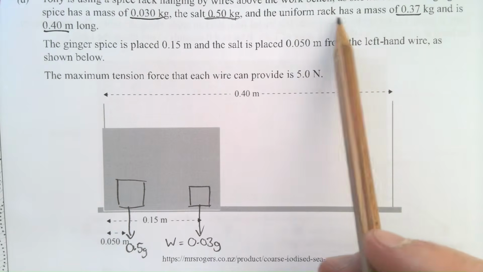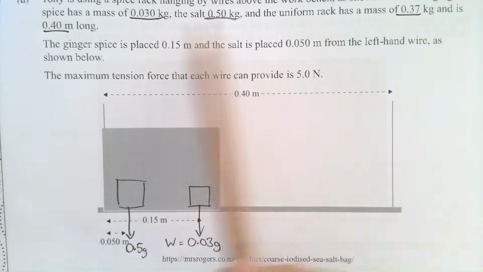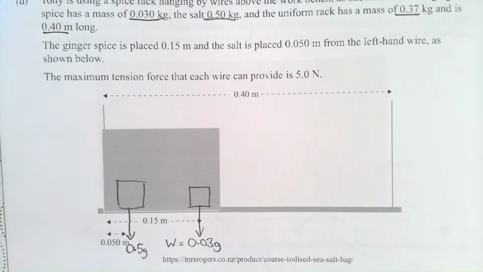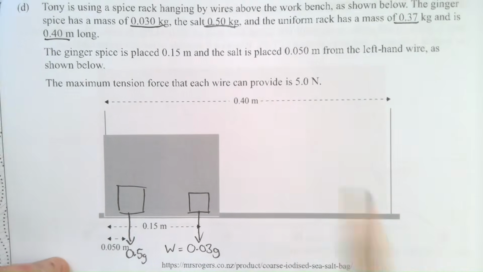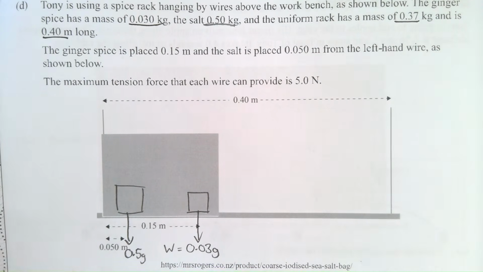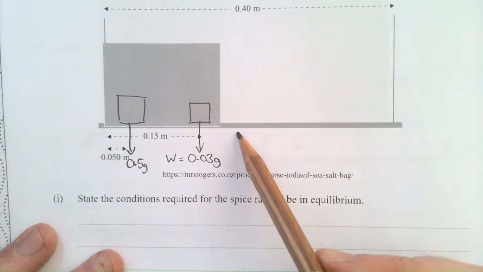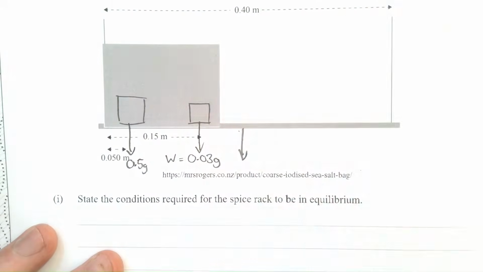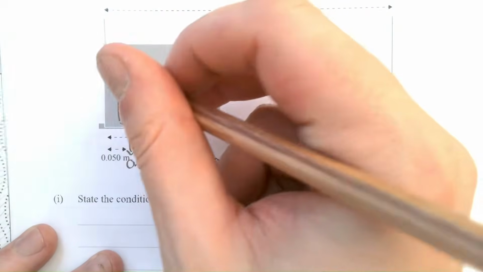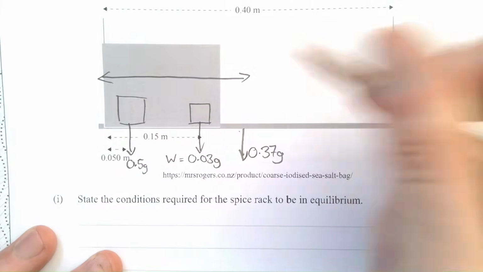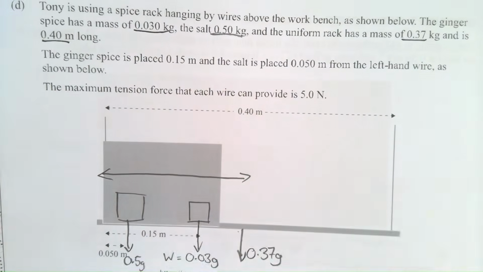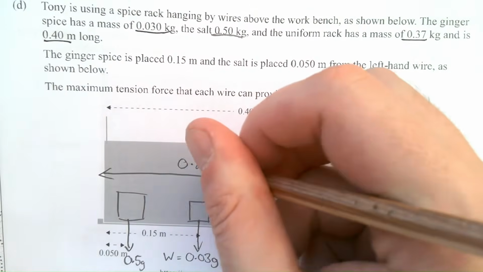The uniform rack has a mass of 0.37 kilograms and is 0.4 meters long. Because it's a uniform rack, we have to assume that its center of mass is halfway along the rack. Therefore, its mass and therefore its weight acts through that center of mass, which is halfway along. So we'll have another arrow, 0.37 g, and I'm going to add my own distance arrow across, being quite messy. Because the rack is 0.4 meters long, this distance is 0.2 meters long.